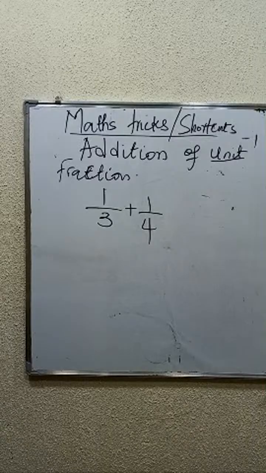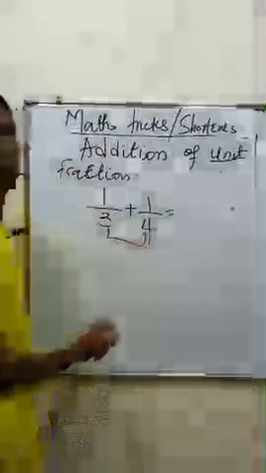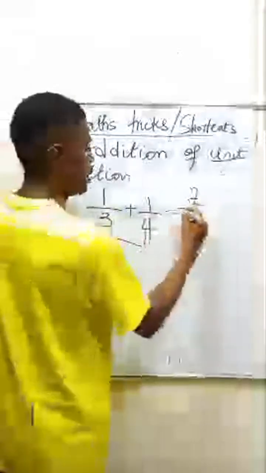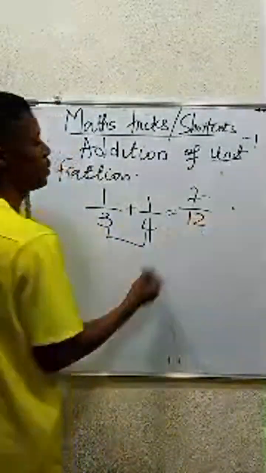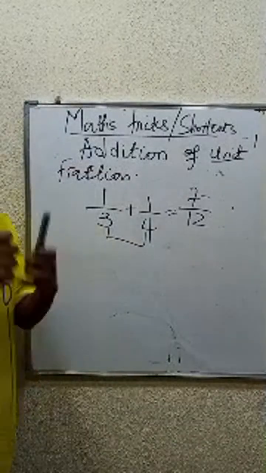Correct, 7 over 12. That's the answer. The reason behind that is that when you add the 3 and 4, you have 7, and when you multiply, you have 12. And that's the answer. That's great.